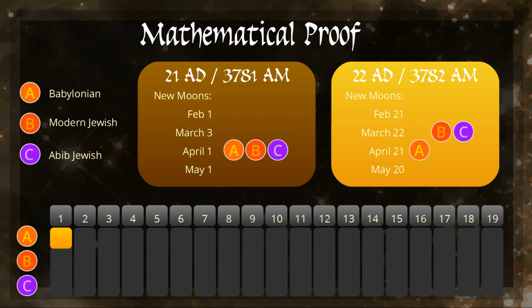Moving on to the next year, 22 AD or 3782 AM, we know that a 12-month lunar year is 354 days long and is 11 days short of a solar year. Looking at the previous year, the new year happened on April 1st. 12 lunar months later, and roughly 11 days short, a new moon occurred on March 22nd. Is this when the new year would happen this year? Let's apply the rules for the calendars.